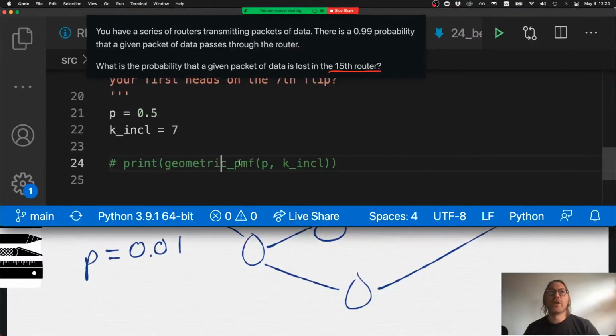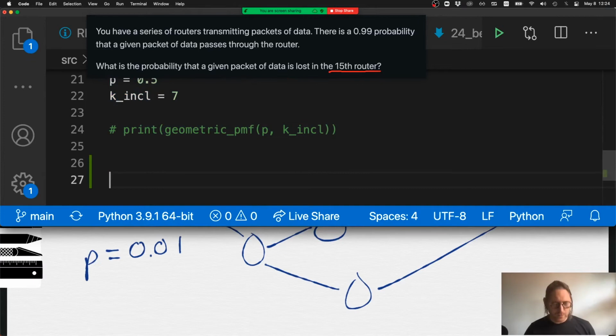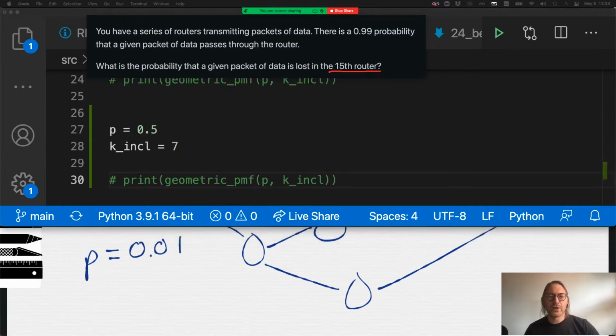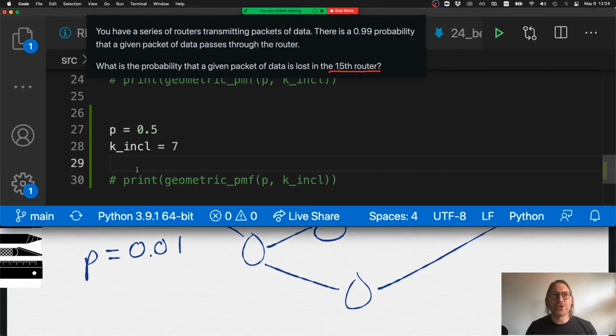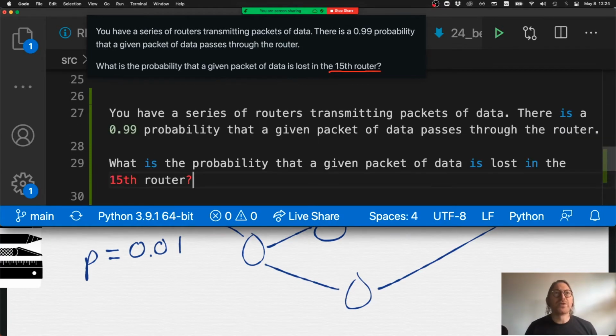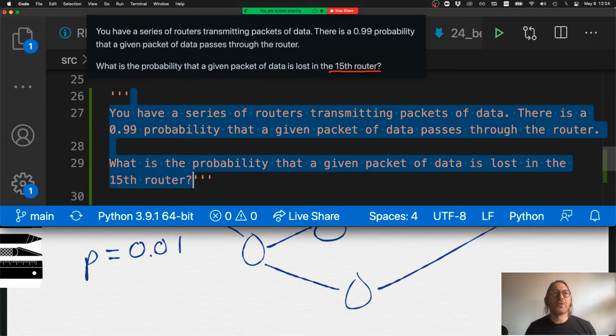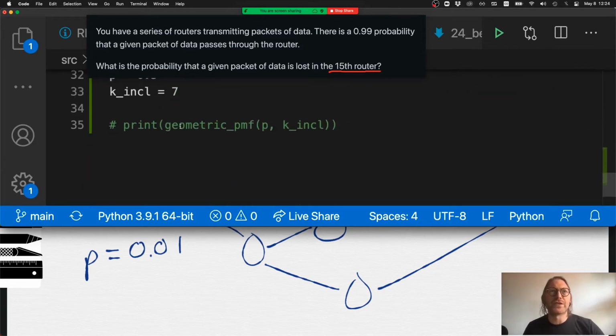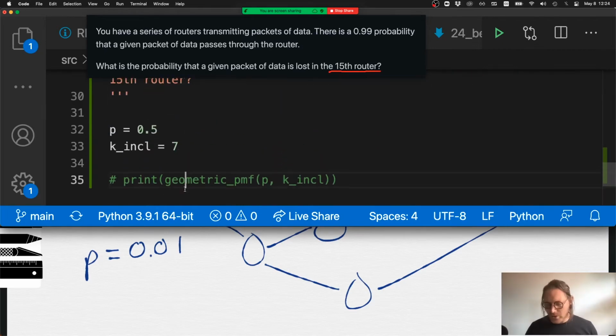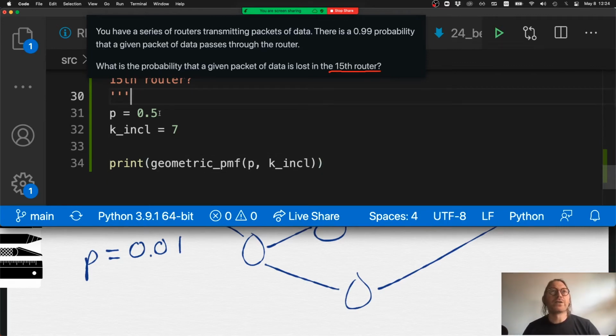So, how do we answer this? It's pretty straightforward. We can take the same code that I put here. We'll just change these values. We'll change the probability, and we'll change the inclusive value of k. I'll just put the question here in case you're referencing this code later. Also, all this code, of course, is in the slides. Okay, so 0.01, and we're talking about losing the packet in the 15th router, so this is just 15.